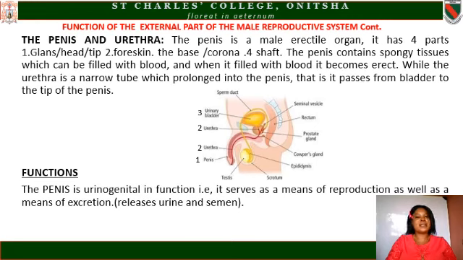The second one is the foreskin. The third is base or corona, while the fourth part is the shaft. The penis contains spongy tissues which can be filled with blood. And when it's filled with blood, it becomes erect. While the urethra is a narrow tube which prolongs into the penis. That is, it passes from bladder to the tip of the penis.